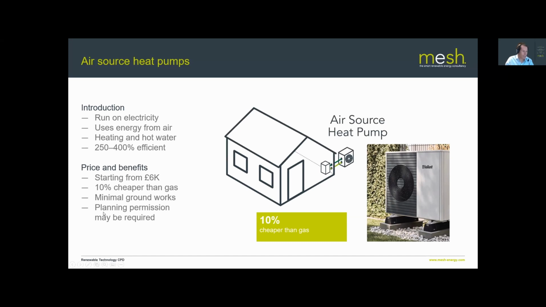In terms of planning permission, in most cases, air source heat pumps can be done under permitted development. However, if you're in a conservation area, if you've got certain types of listed building, if you're going to put the unit within 1 metre of a boundary, if you've already got another heat pump on the site, or if you've already got a wind turbine on site, then you may need to get planning permission. So there are a few different caveats to that, but that's always worth checking with somebody like Mesh.